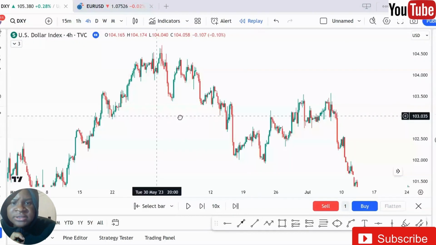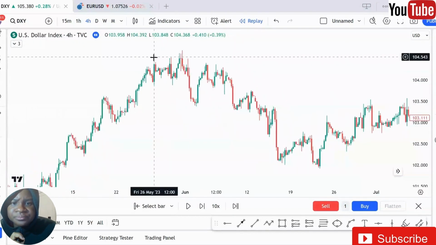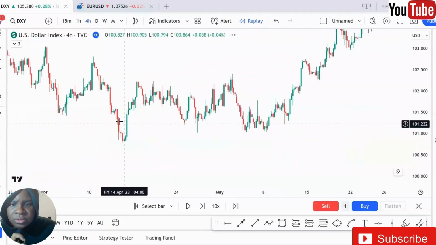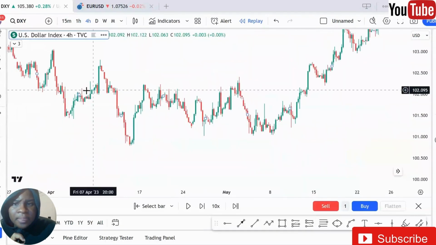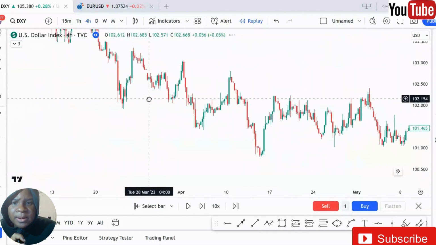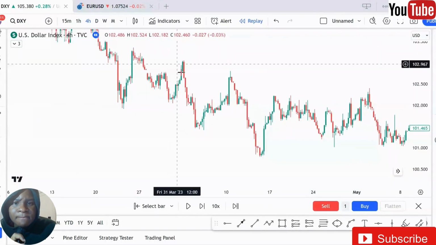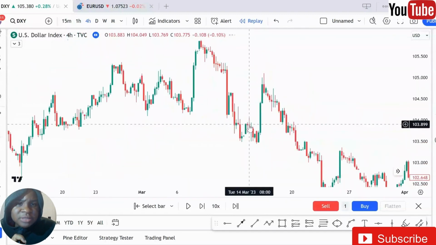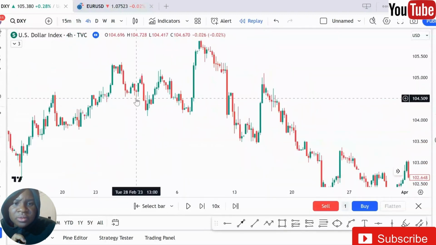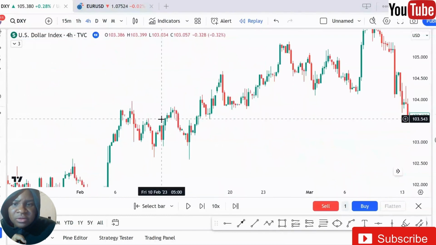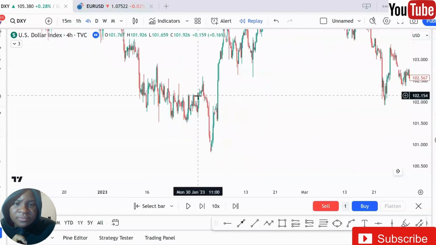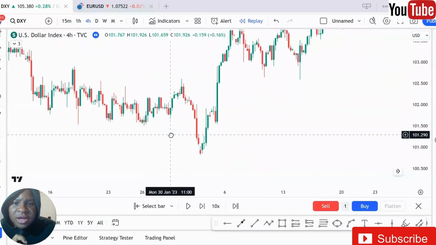I'm trying to get you a good example of a breaker block. Okay, this is another block. No, that's not a valid breaker block. I'm trying to get a good example for you to see how a breaker block really looks like. Okay, now we have one here. We have a breaker block here.